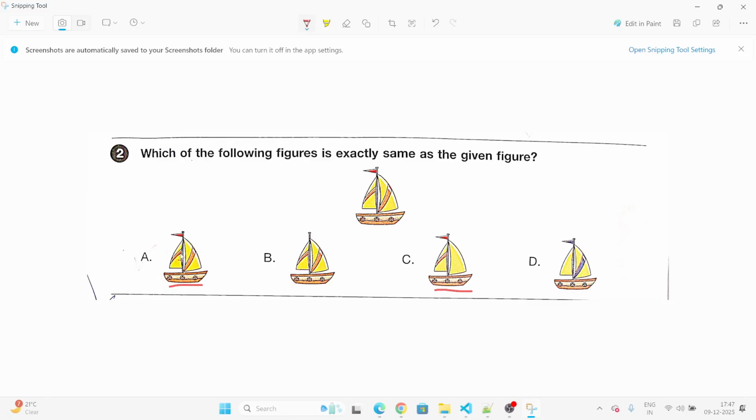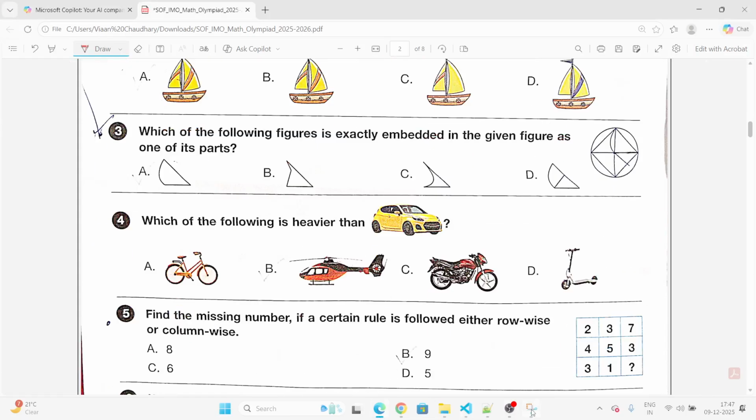Now we can compare the left part. Both A and C have the same, but on the right side we have this red strip, and here we don't have that red strip. Here we have this strip. The rest of the part we can also try. So we got the answer. I hope you understand. It's a simple question only. Now we can pick the third question.